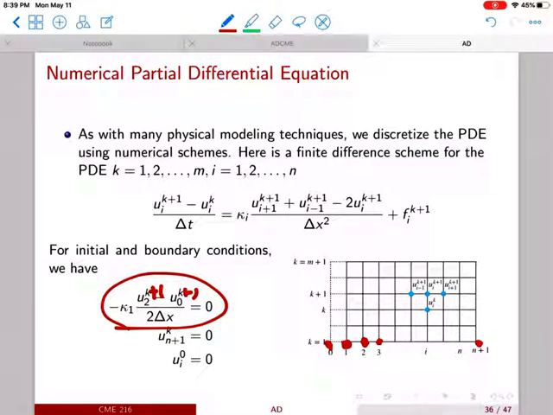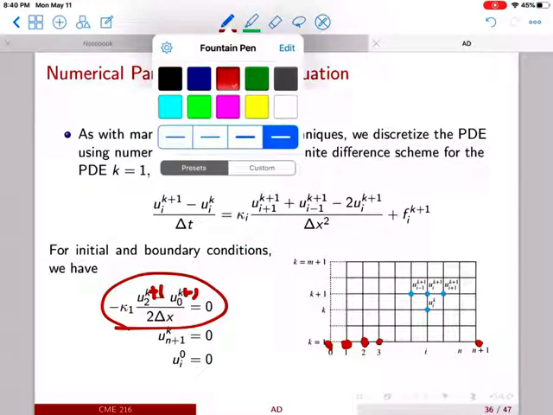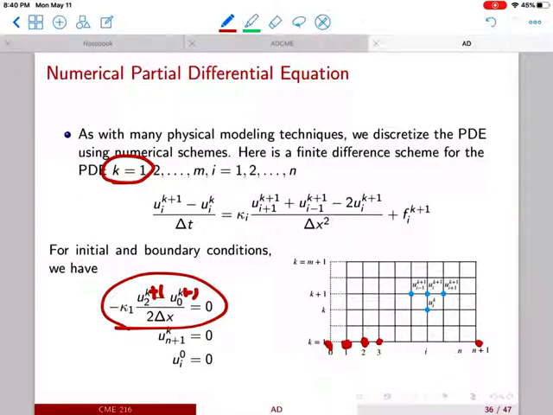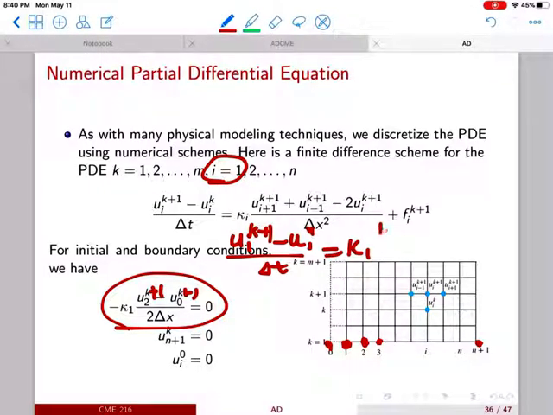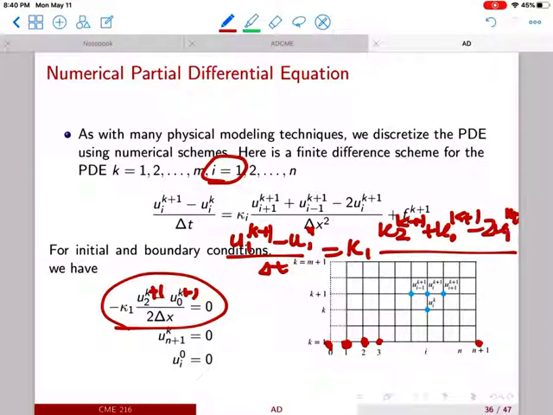Let's look at the governing equation for u1, at the leftmost location. That corresponds to i equal 1. So let's plug i equal 1 into this equation. So we have u1 at k plus 1 minus u1 at k, over delta t, equals kappa times u2 at k plus 1 plus u0 at k plus 1 minus 2 u1 at k plus 1, over delta x squared, and also plus f at k plus 1, 1.